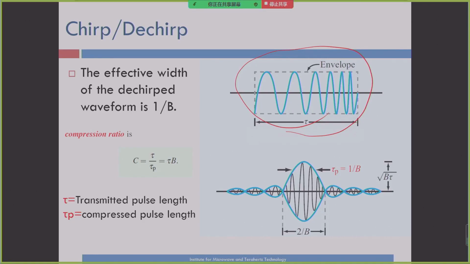The effective width of the compressed waveform is usually 1 over B, and the compression ratio becomes tau over tau P. Tau is the pulse length of the transmitted pulse, and tau P is the compressed pulse length here. So the ratio between both is the compression ratio. It equals tau times B. That means it is related to the transmitted pulse length and also the bandwidth.